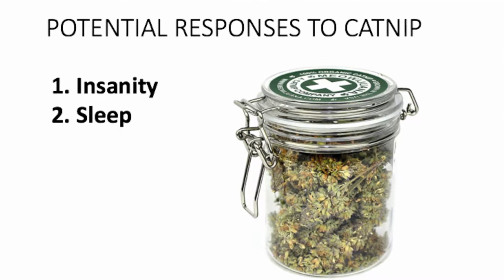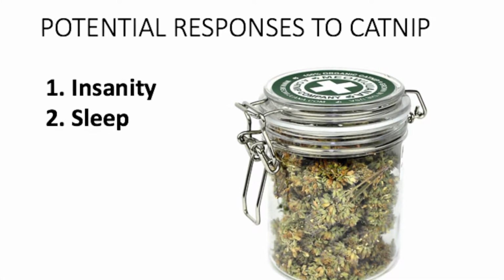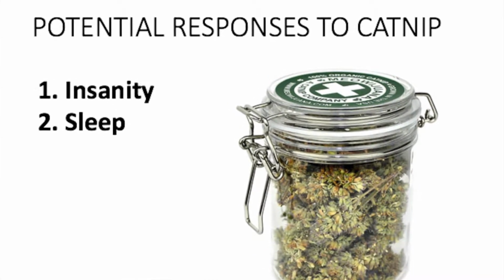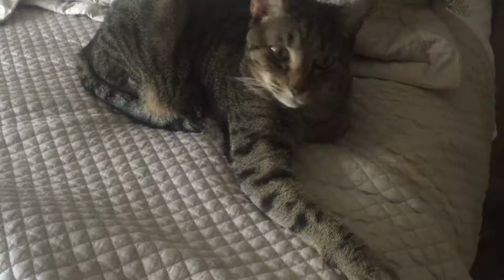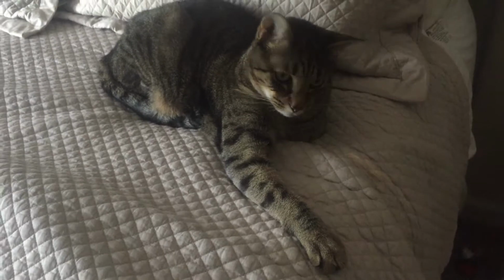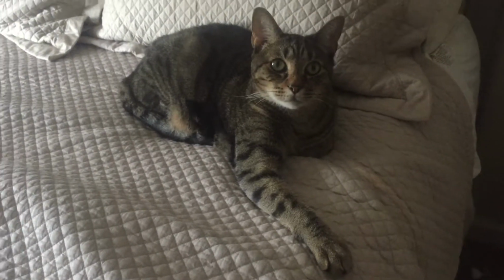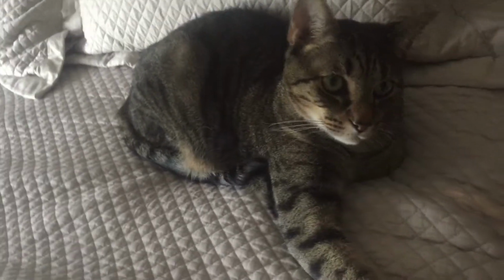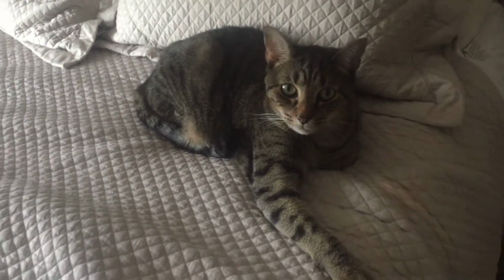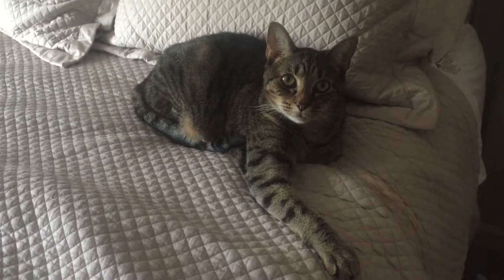There are 2 potential responses depending on the product and its placement. Catnip can either result in bursts of psychotic energy or in extreme laziness. The effect is influenced by whether the cat eats or simply rubs against the catnip. Smelling and rubbing against the plant usually result in insane behavior, while eating the plant usually results in more napping than usual.